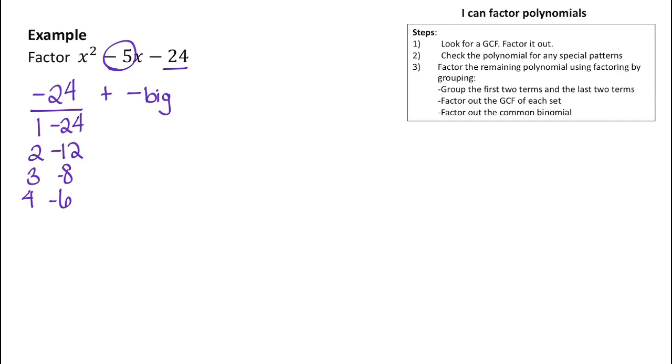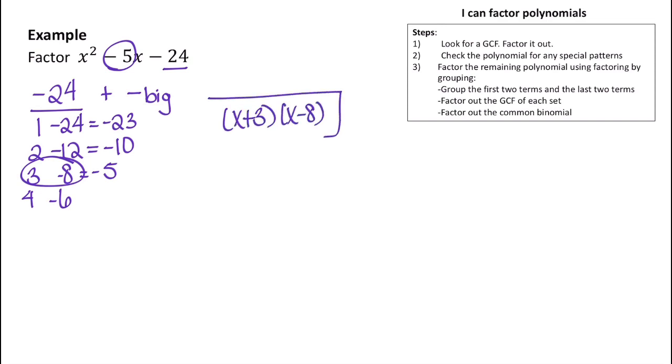So when we add these together, you can see the first pair gives us negative 23, then we have negative 10, and then we have negative 5. So we're going to use these to write out the factors. We have x plus 3 times x minus 8. So that is the factored form of this expression.